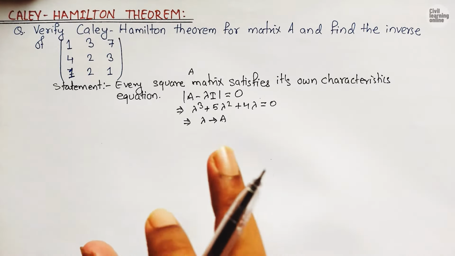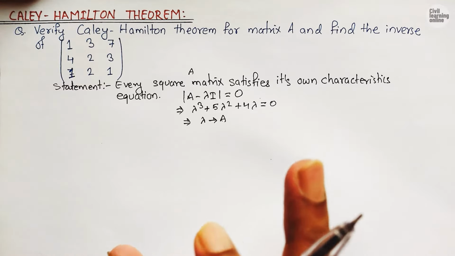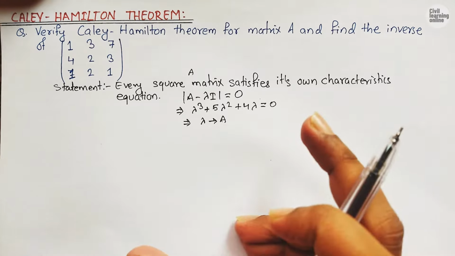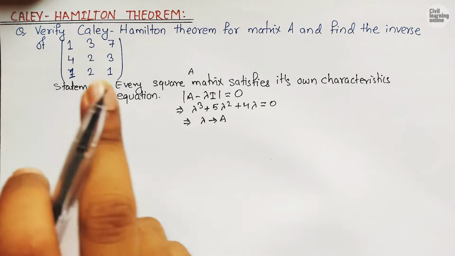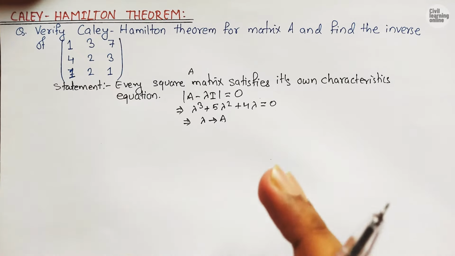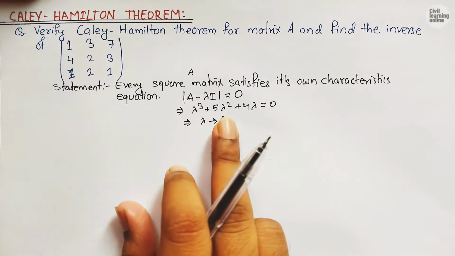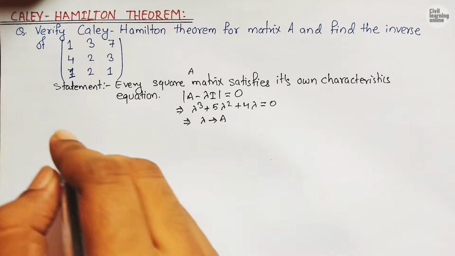And if we talk about its application, the Cayley-Hamilton theorem is basically applied for finding the inverse of a given matrix. In this numerical, I have told you about the statement, and further we will solve this numerical, and this statement will get clarified to you, and we will see how we find the inverse using this theorem. So let us move toward the solution now.